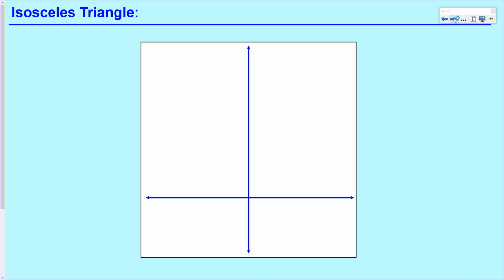I have a third challenge for you, and that is to put an isosceles triangle. Remember, the only thing special about an isosceles triangle is that it has two congruent sides. So try to put that on there in as convenient a way as possible.